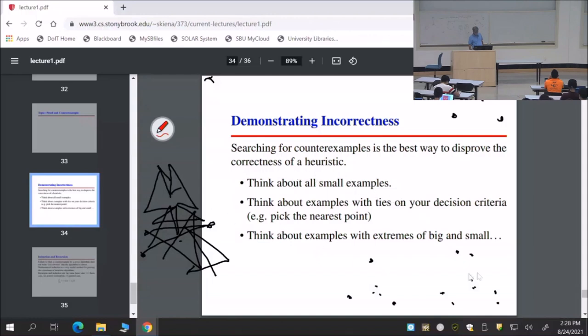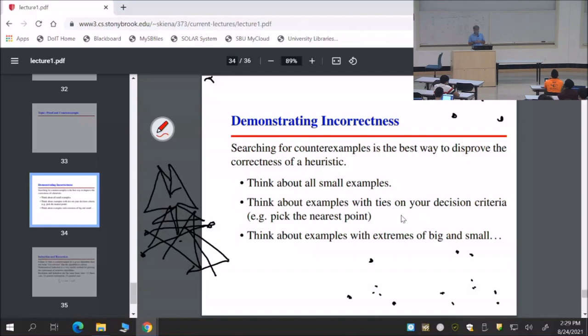I encourage you to think about worlds where there's ties. If you looked at the example that I gave you before, the reason why the nearest neighbor thing broke was because you had two choices. It should always go to the closest point. Well, if there are two closest points, then your procedure has to pick one. If it picks the wrong one, you've trapped it in Never Never Land, right? So being able to think about ties to find counterexamples is a good idea.